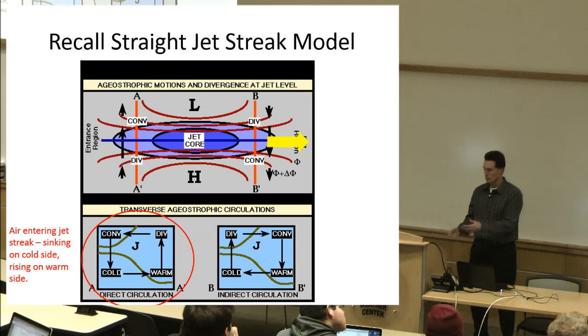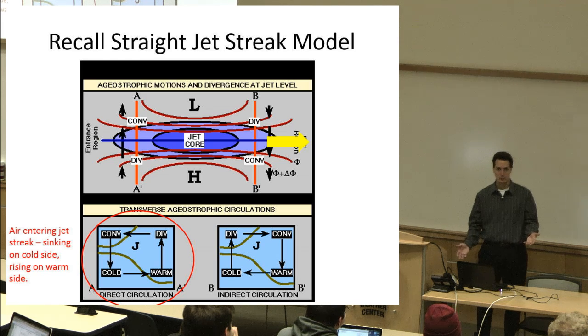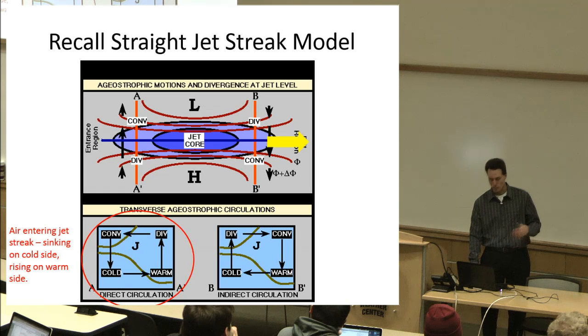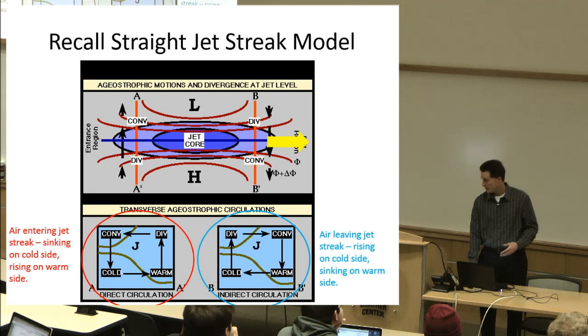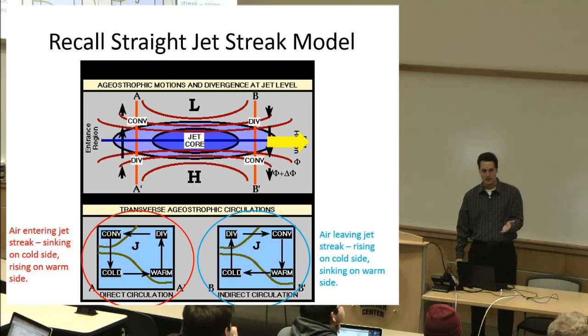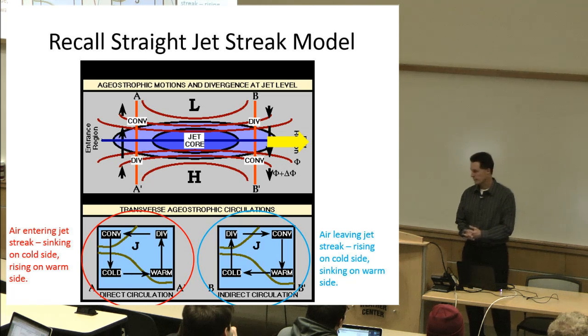That's where you cool the warm side by ascent on the warm side. That results in the cooling. So that's part of the reason why our right entrance region is often characterized by ascent. The air leaving the jet streak is the exact opposite. We want to strengthen the gradient because it's exiting the strong gradient region. You cool the cold side through ascent, which is in the left exit region.